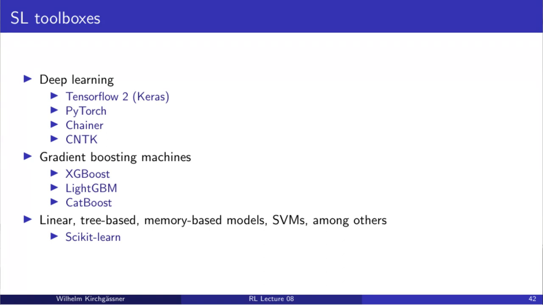And for gradient boosting machines, this is still up to date. XGBoost, really popular. LightGBM from Microsoft is also a good framework for gradient boosting machines. And CatBoost from, I think, Yandex. So there are big companies behind these algorithms because they really get some value out of that.